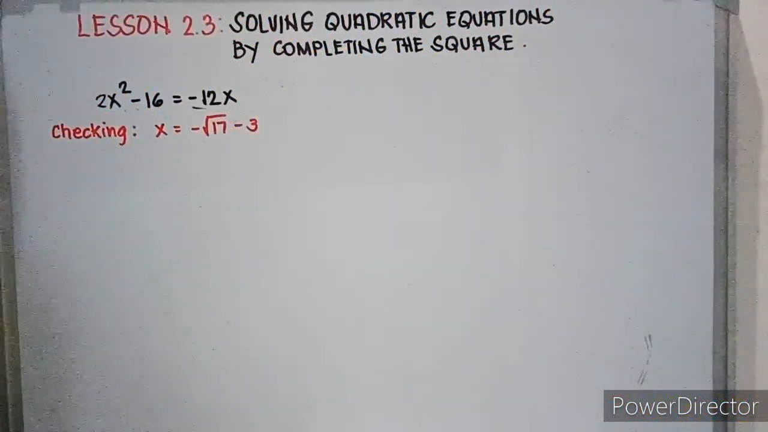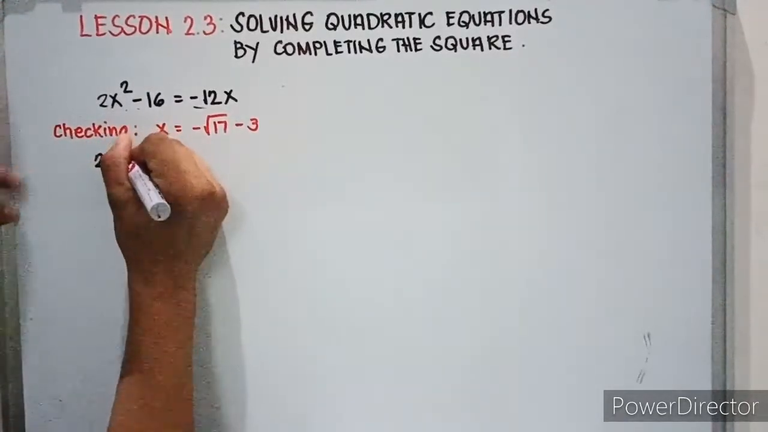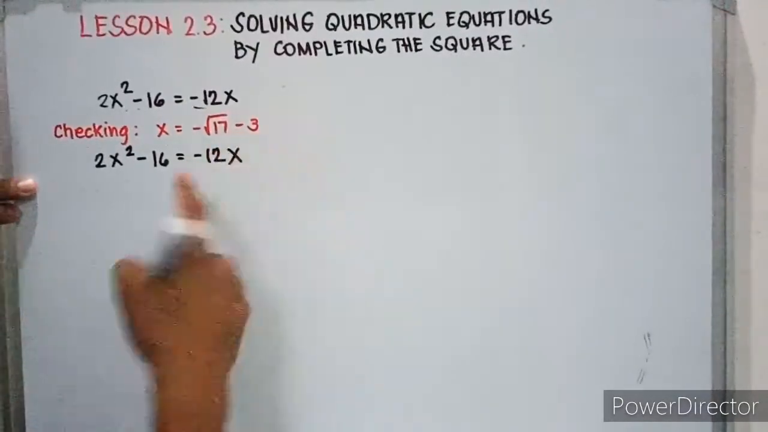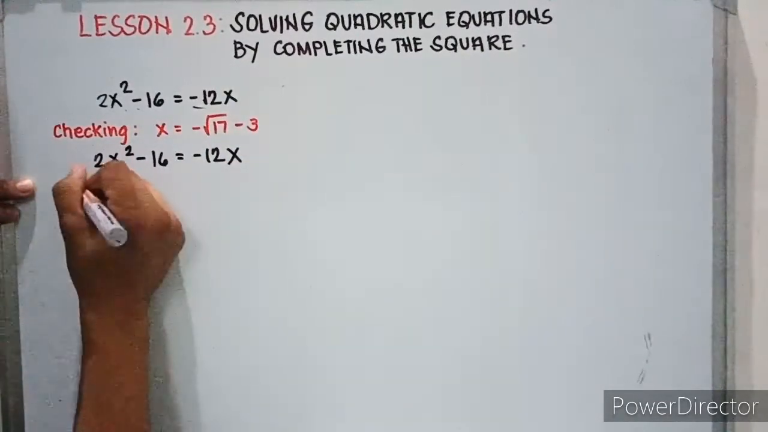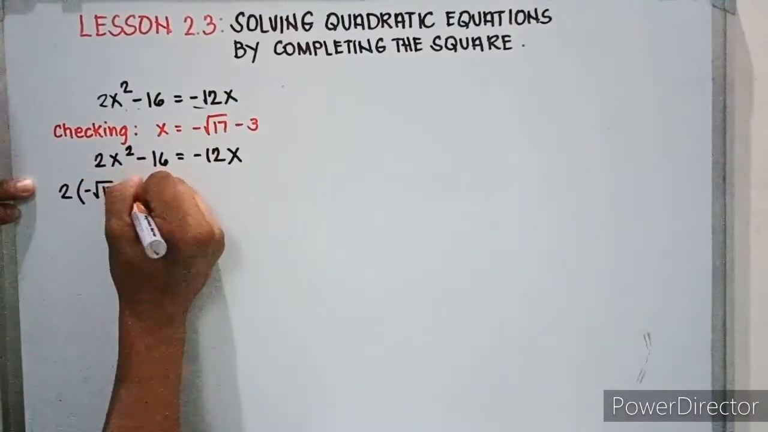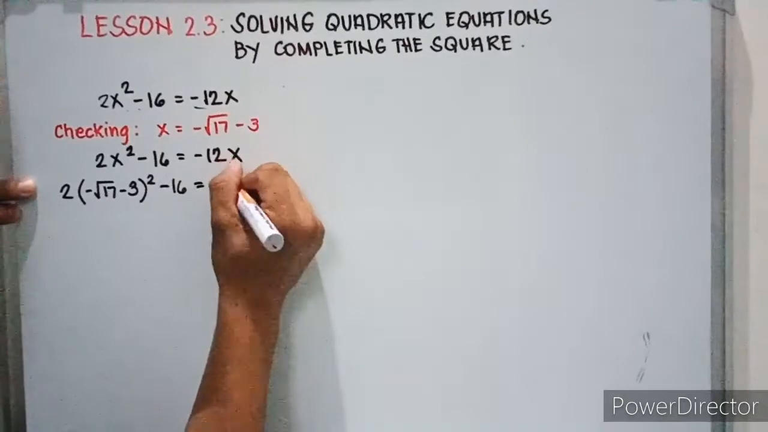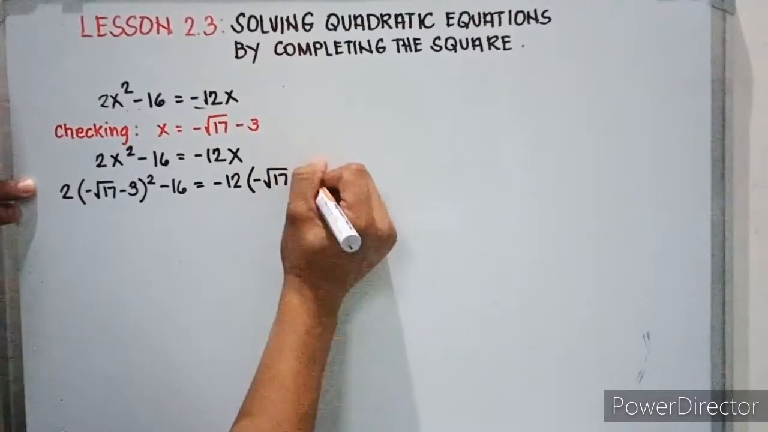Checking for x equals negative square root of 17 minus 3. So, again, we are going to use our original equation. So, we have 2x squared minus 16 equals negative 12x. Then we are going to substitute x by negative square root of 17 minus 3. So we have 2 times negative square root of 17 minus 3 squared minus 16 equals negative 12 times negative square root of 17 minus 3.